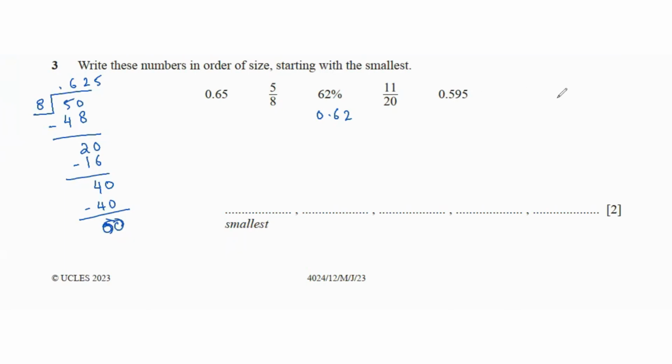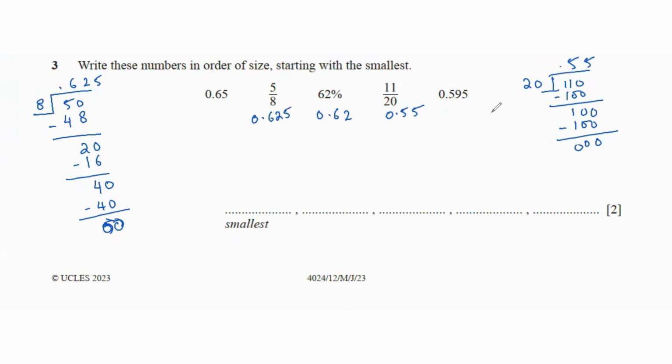Then 11 divided by 20. Decimal, 0. 25s are 100. 10, add a 0, and 25s are 100. So 0.55 for this and 0.625 for this.